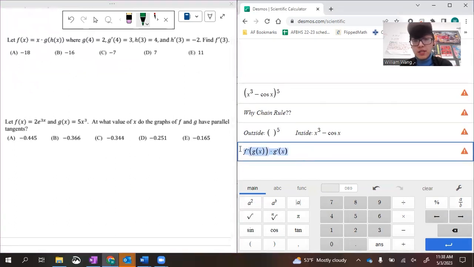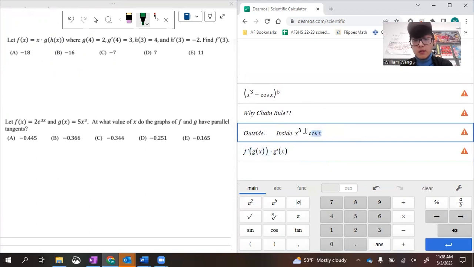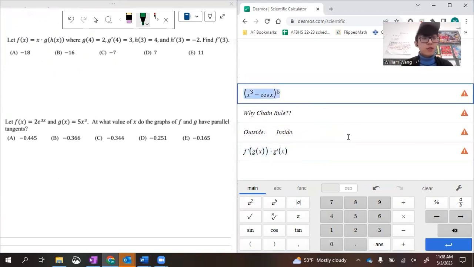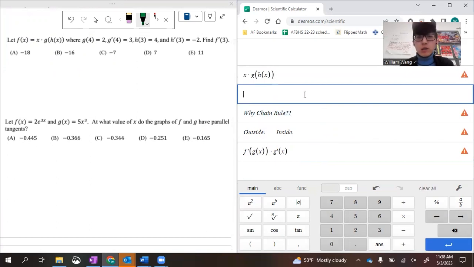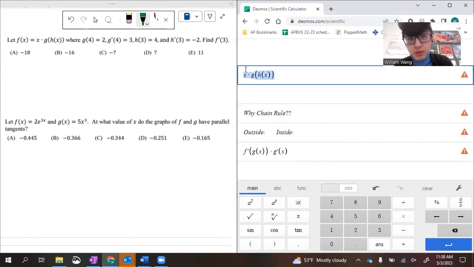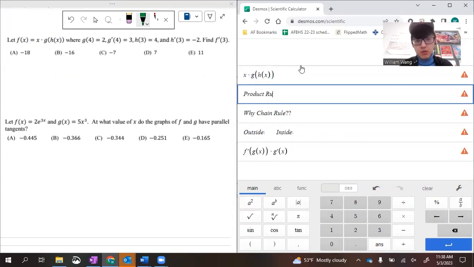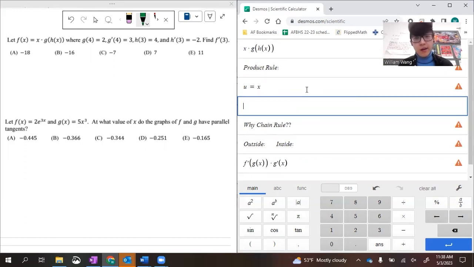All right, I'm going to answer sort of the same things here. First, I'm going to write out my function. It is x times g of h of x. Okay. So first, before I get to the chain rule, what do I notice? This big picture is actually two functions multiplied together, right? It's x times g of h of x. So I'm going to first do product rule. I have to do product rule because the big picture is two functions multiplied together. All right, so u is equal to x, v is equal to g of h of x. You'll notice that is a function inside of a function.